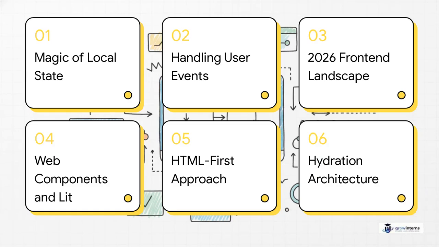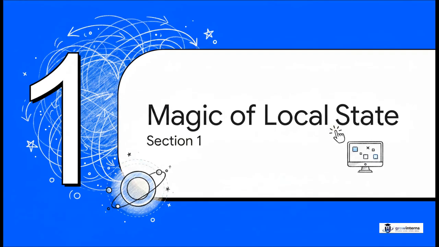Here's our quick roadmap for today. 1. The magic of local state. 2. Handling user events. 3. The 2026 front-end landscape. 4. Web components and Lit. 5. The HTML-first approach. And finally, 6. Hydration versus non-hydration. All right, Section 1, the magic of local state.